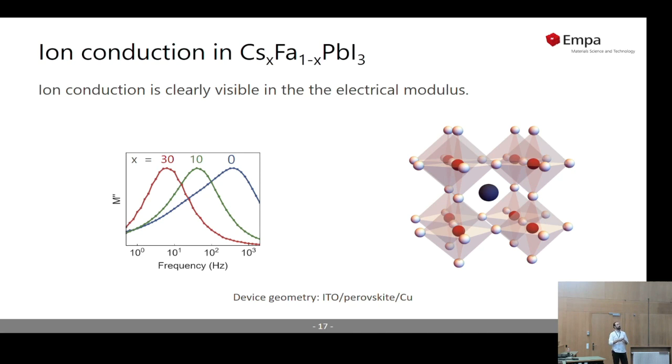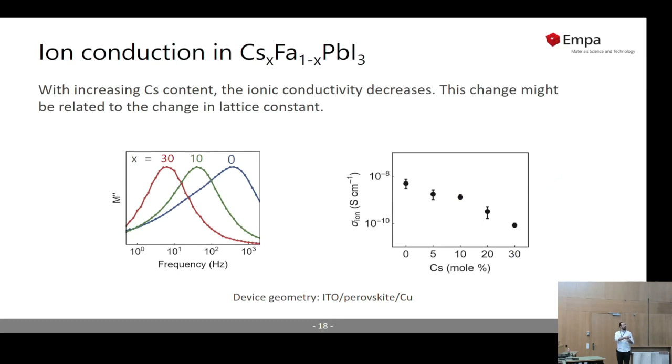So for this, we look at this device here, cesium formamidinium lead iodide, with different concentrations of cesium added in there. And here these are the modulus plots where we get the characteristic time scale for ion migration. As we add more cesium, this time scale shifts to lower times, which means that the ion migration gets slower, which is because of the lattice contraction from adding cesium into these devices. And this you can see here. There's a nice trend: by adding cesium, the ion concentration goes down.